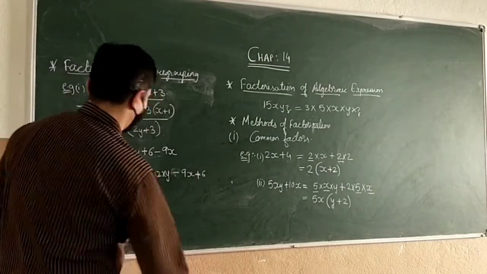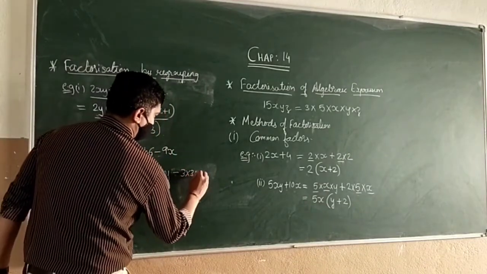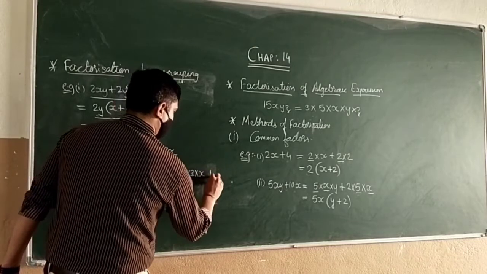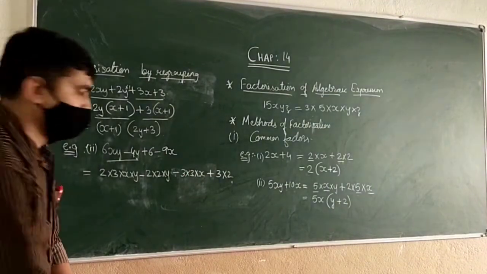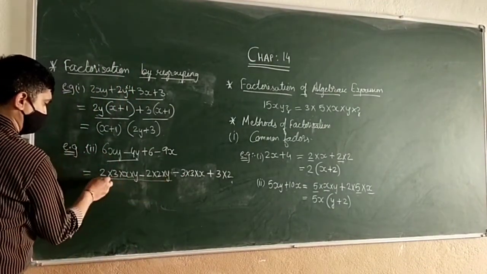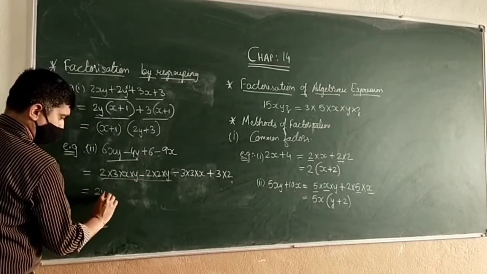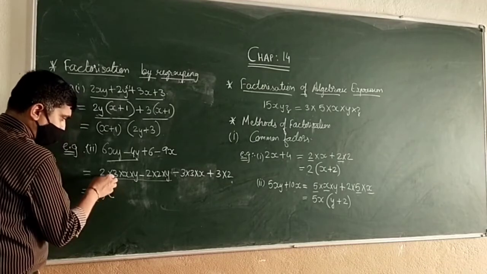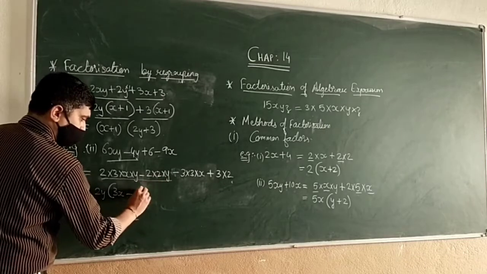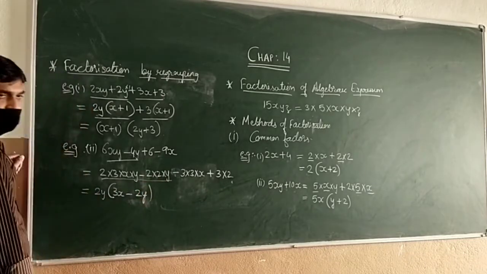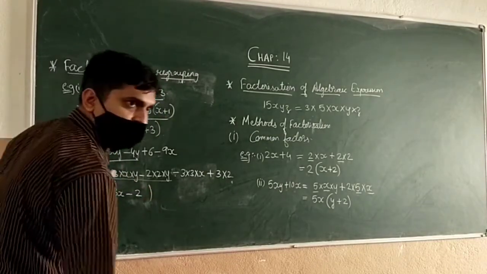And in that step, again I will write 3 into 3 into x, plus 3 2s are 6. Now from these 2 terms, what is common? 2y. So 2y will be common. What is left inside? 3x minus 2y. No, y we have taken outside. Sorry, y we have taken outside. So it will be only 2.